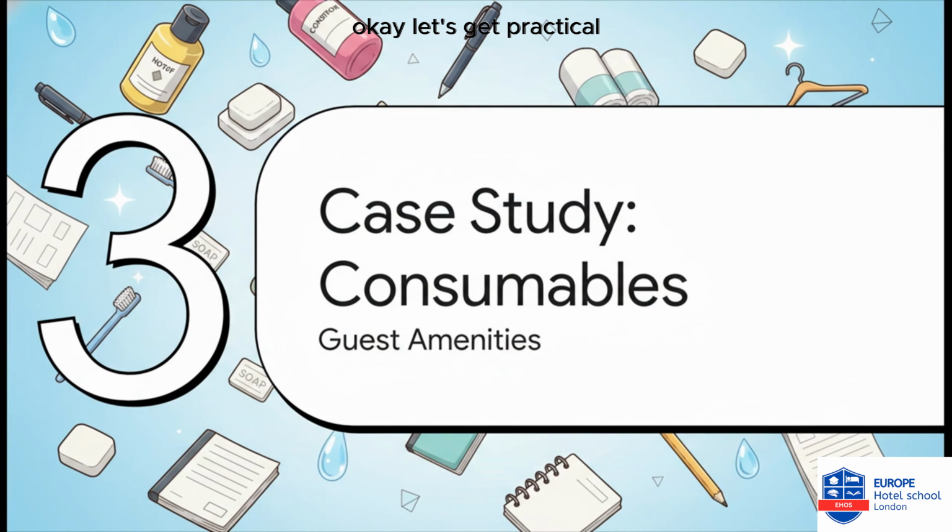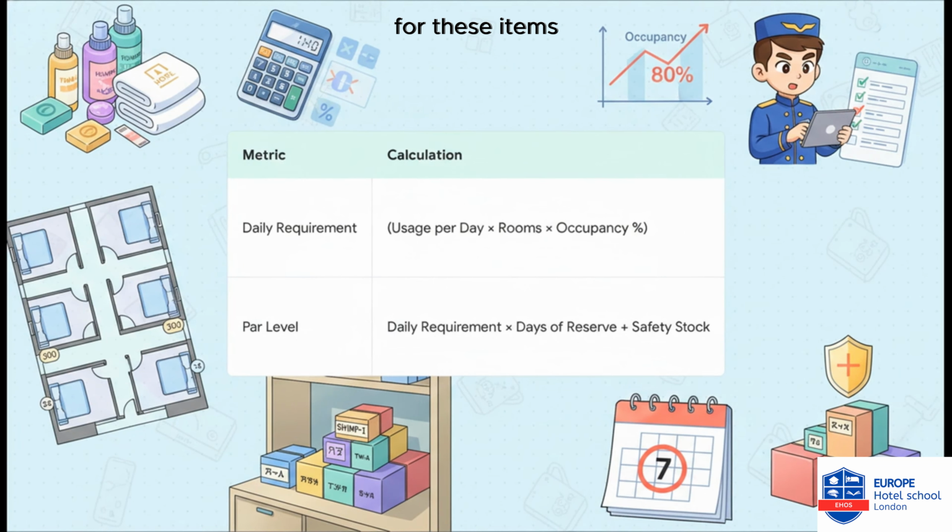Okay, let's get practical and move to our first real-world application, our case study on daily consumables. We're talking about things like shampoo, soap, and stationery, all those items that get used up once and then have to be replaced every single day. For these items, the formula is actually pretty straightforward.